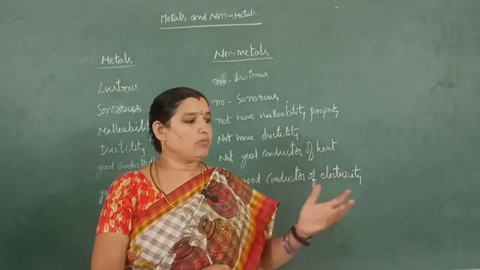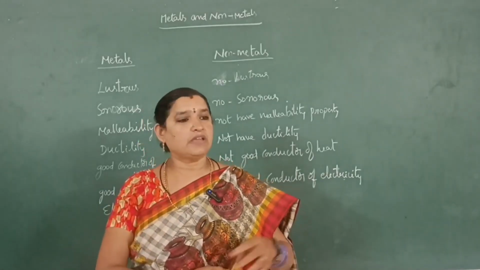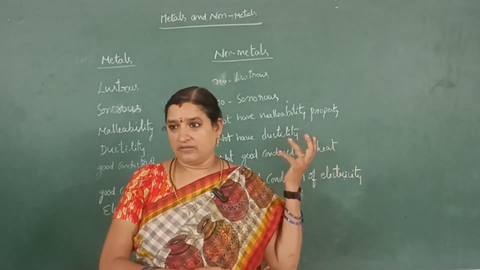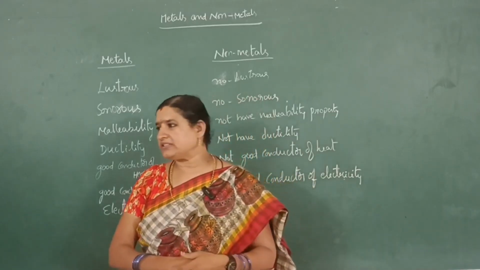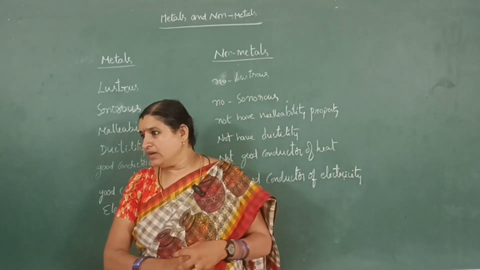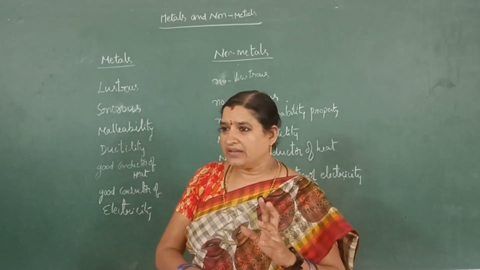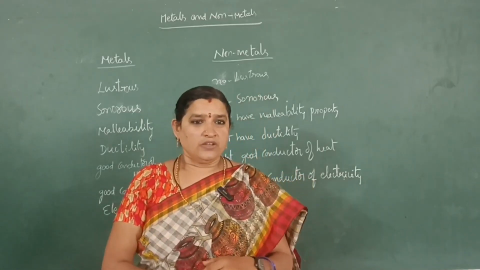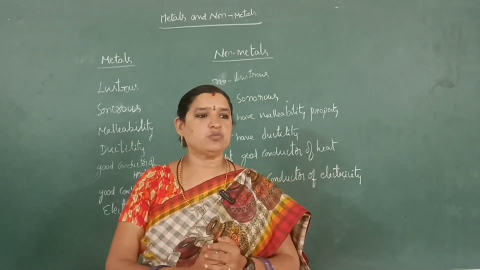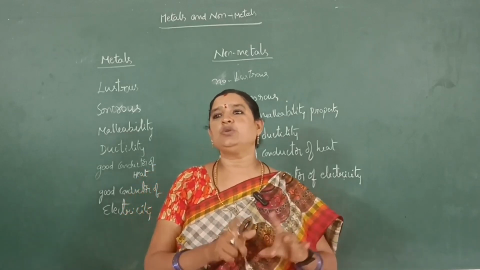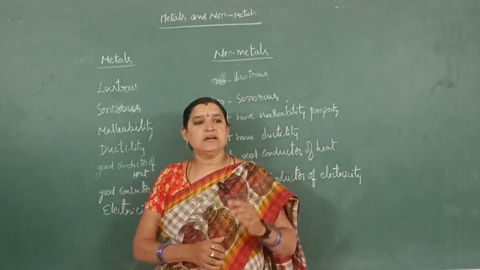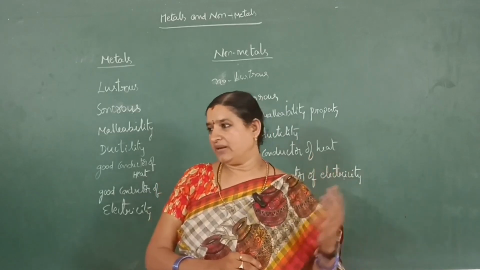Suppose if you want to make a table or chair, we can prepare it with either wood or iron. Nowadays we are using plastics also to prepare tables. The material is different for each thing. If we classify the materials we use in our day-to-day life, we can classify them into two kinds, that is metals and non-metals.